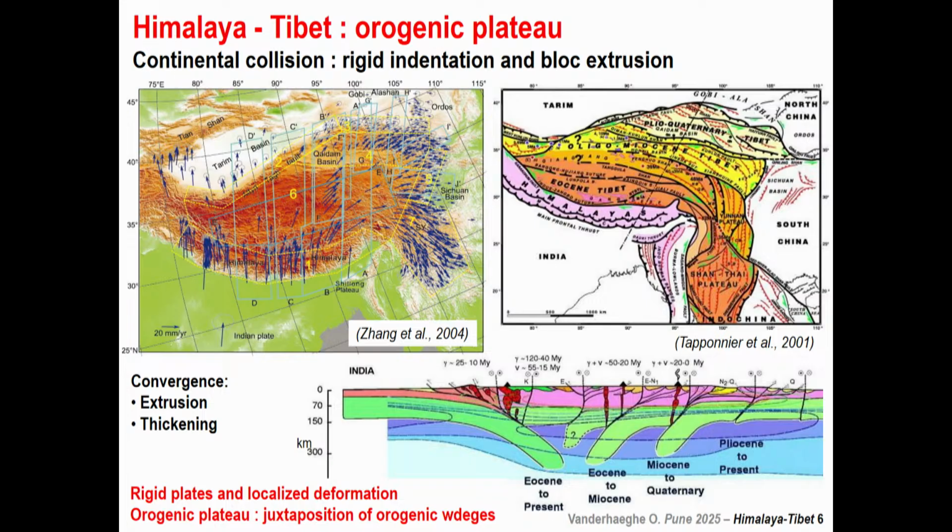But let's first analyze this image. So that's the reference frame. That's 20 millimeters per year, so 2 centimeters per year. The Indian plate is moving like this. You might not see it, but there is an uncertainty ellipse around that vector. So that's the motion of India relative to Eurasia fixed. It's always relative motion. And you see that here, across the topographic front, the vector changes its norm, right? It goes from this size to this size. What does that mean?